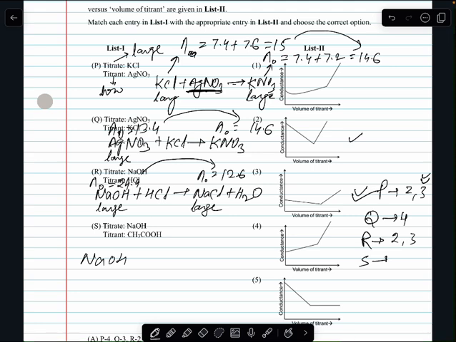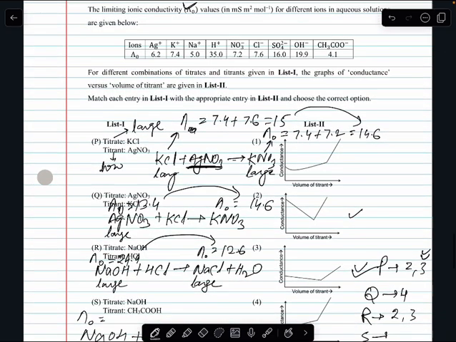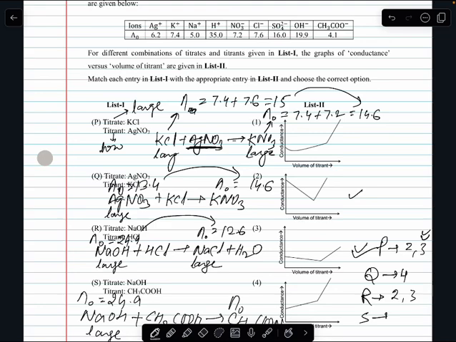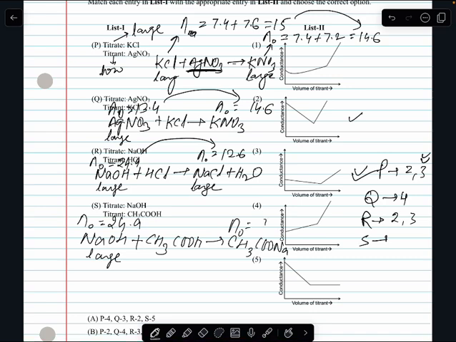NaOH and CH3COOH. So NaOH being mixed with CH3COOH, NaOH is in large volume, so CH3COONa will also be in large volume. Now let's calculate lambda naught for NaOH. Lambda naught for NaOH will be Na plus OH, 24.9, and for CH3COONa, CH3COO minus is 4.1 and Na is 5, so this will be 9.1.